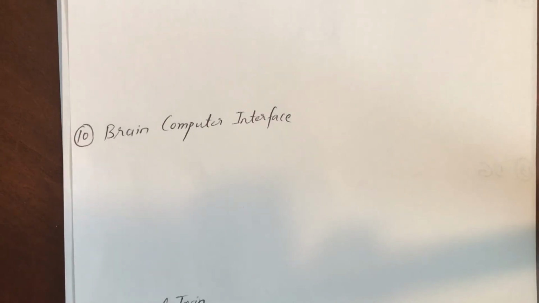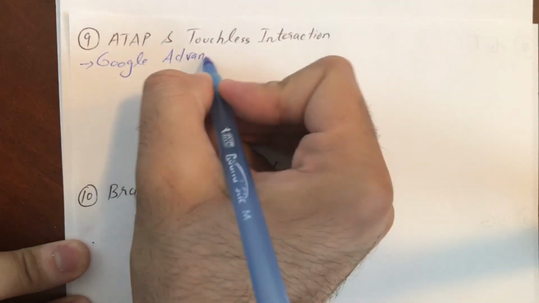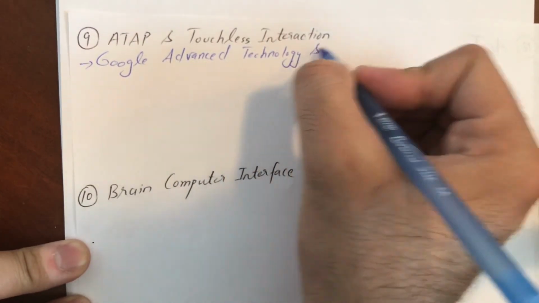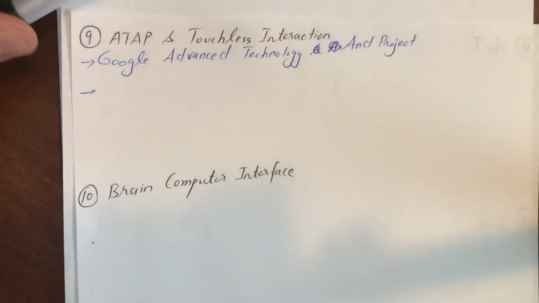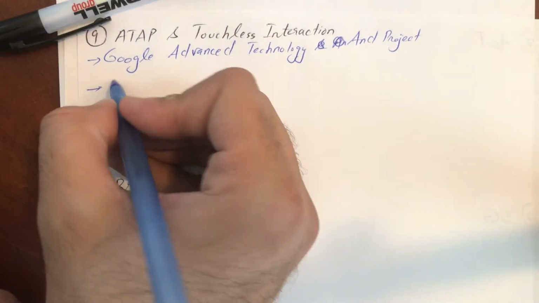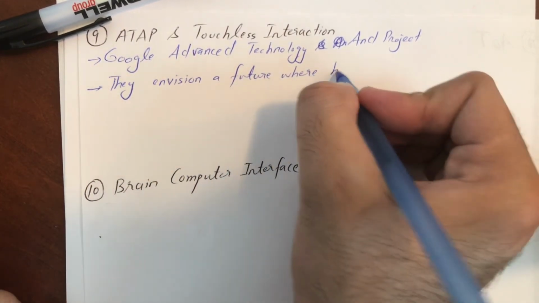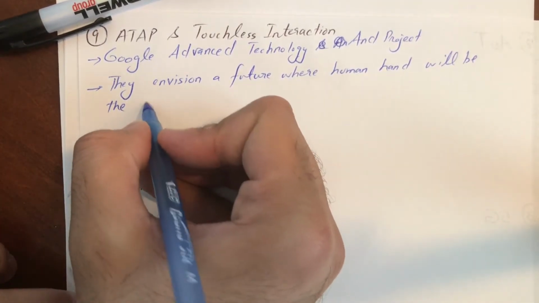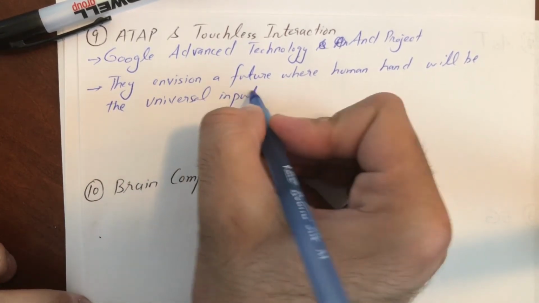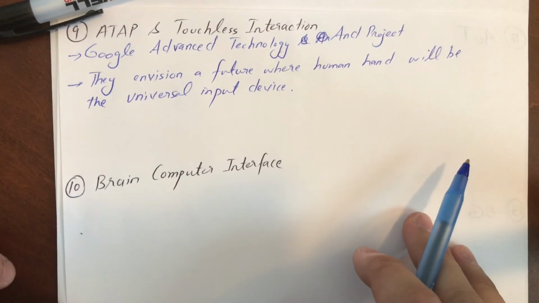The next is ATAP, which stands for Advanced Technology and Projects. This is basically a Google initiative. It is called Google Advanced Technology and Projects. What Google is trying to do in this particular project is make the human hand a universal input. They envision a future where the human hand will be the universal input device. Mainly they're trying to make a touchless interaction, where without touching anything, you can actually pull the data.